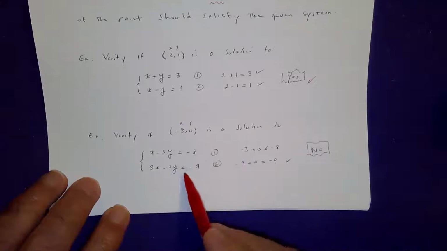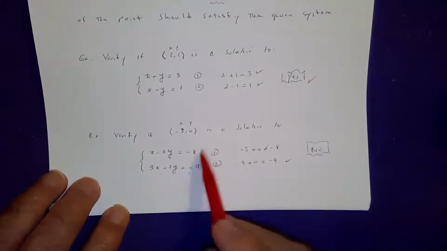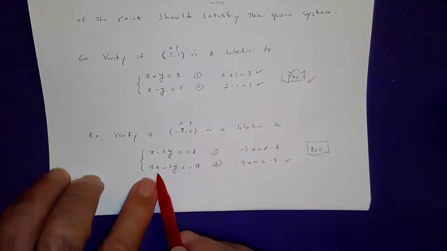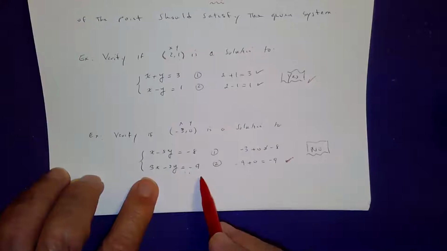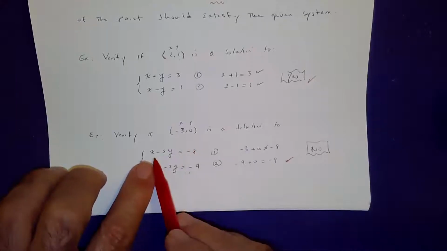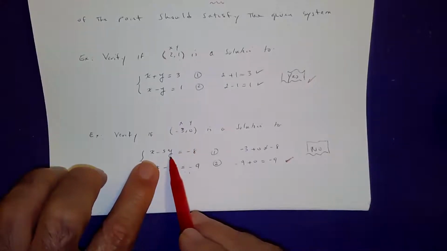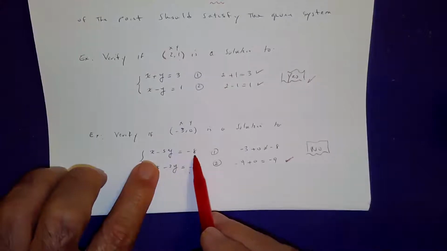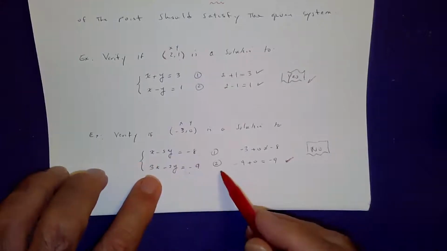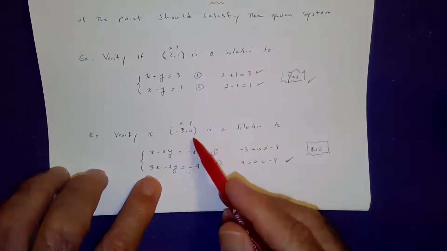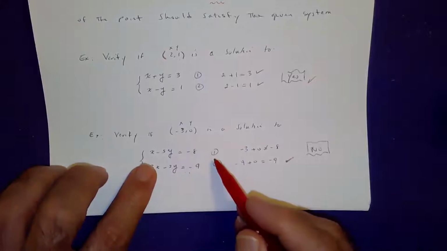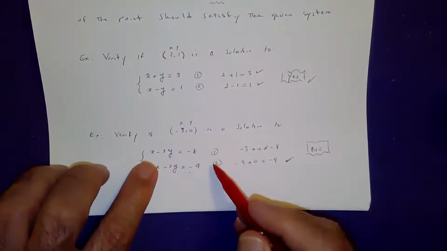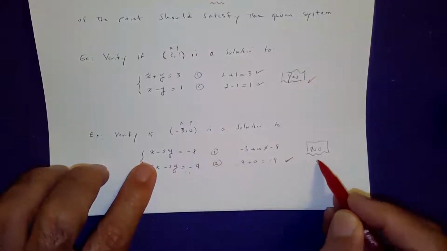However, in the next problem, the ordered pair is given to us as (-3, 0). Is that the solution for this system? Notice if you replace x with -3 and y with 0, you get -9, which checks equation number 2. However, if you replace x with -3 here and y with 0 here, it doesn't add up to -8. Therefore, even though the components of this ordered pair satisfied equation number 2, it didn't satisfy equation number 1. So the conclusion is no.